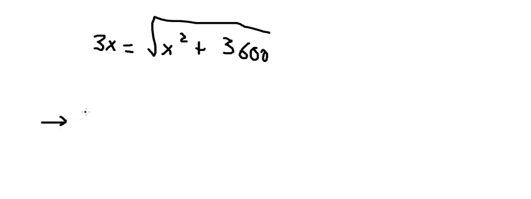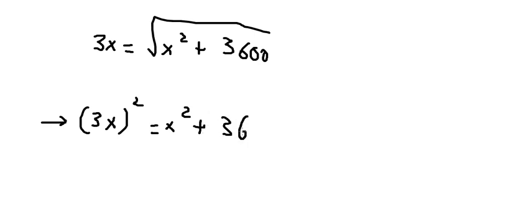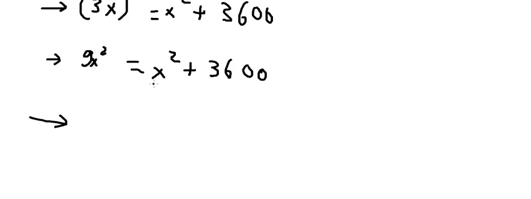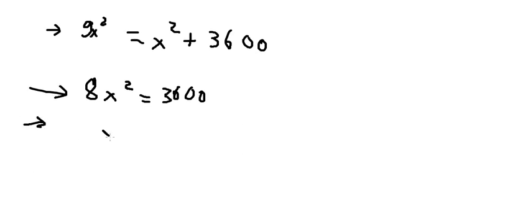Now we square both sides to cancel the square root. Here we have 9x squared plus x squared equals x squared plus 3600. We move this to the left. 9 minus 1, we have 8. We divide by 8. So this one we have 450.